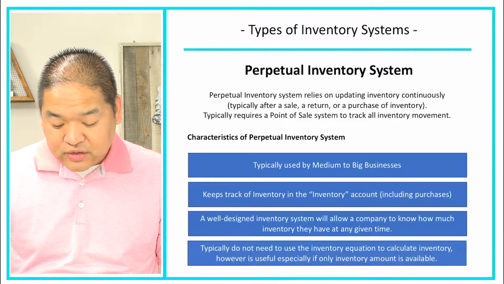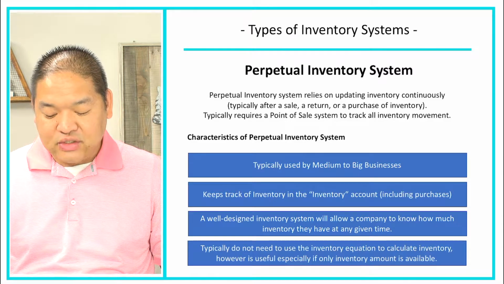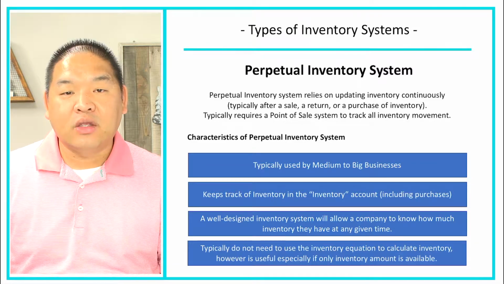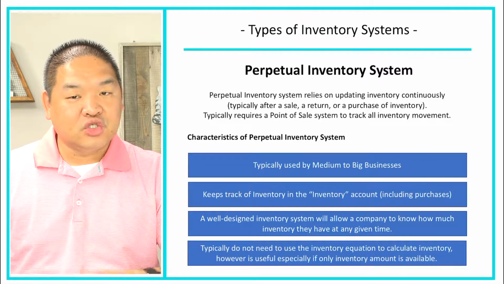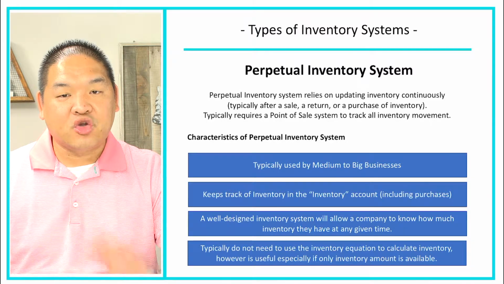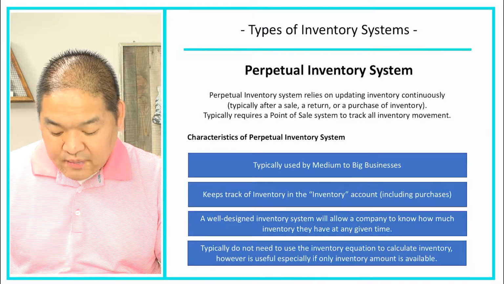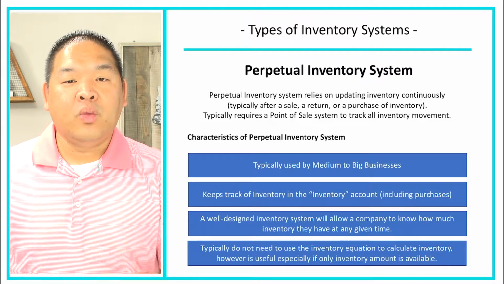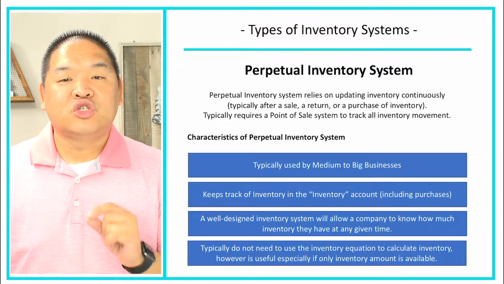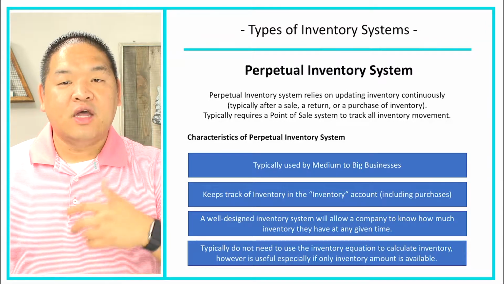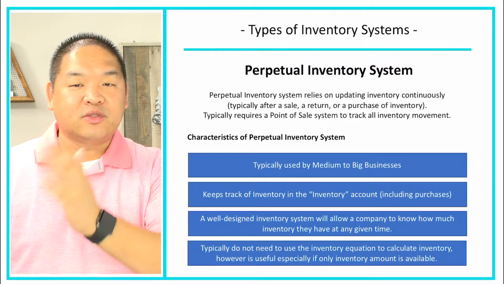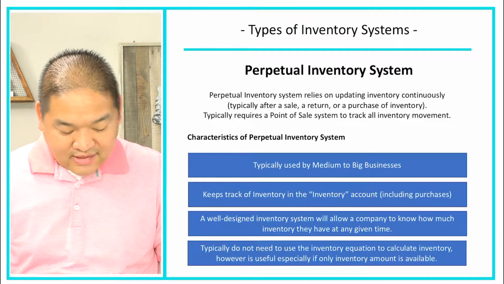And then the fourth characteristic here, typically do not need to use the inventory equation to calculate inventory or cost of goods sold because your computer system is already tracking all of that in real time. However, we will use it for something called shrink. So we could use it to calculate shrink, which I'll explain in another lesson.